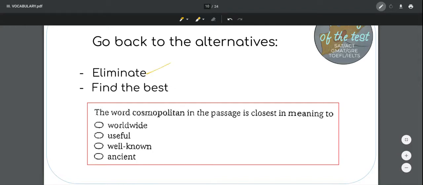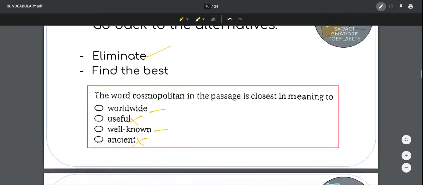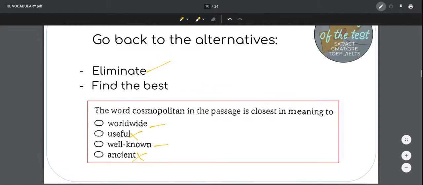So we're going to eliminate. Remember, we want something you can find everywhere or almost everywhere in the world. So we're not going to refer to Asian, which refers to the age. We're not going to refer to useful. Then we have worldwide and well-known. Right now, which one is it? Is it worldwide or is it well-known? Which one is closer in meaning to the fact that you can be found everywhere on Earth?